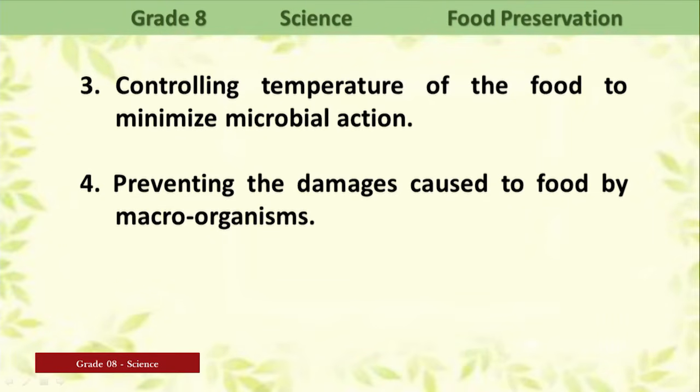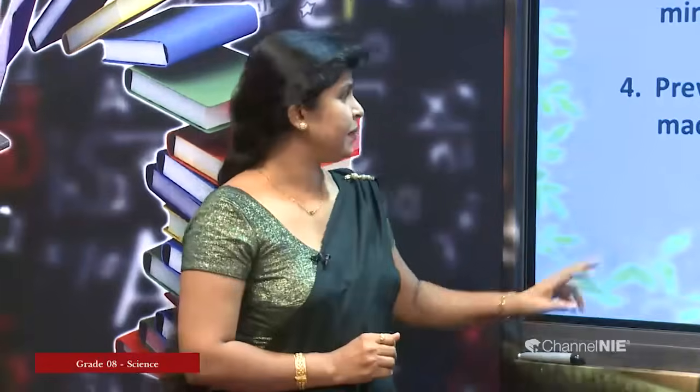Preventing the damages caused to food by macroorganisms. You know that weevils and grain borers are macroorganisms that cause damage to the food items. So, that can be minimized and we can preserve the food items, preventing the damages caused to the food by macroorganisms. That is also one method of food preservation.